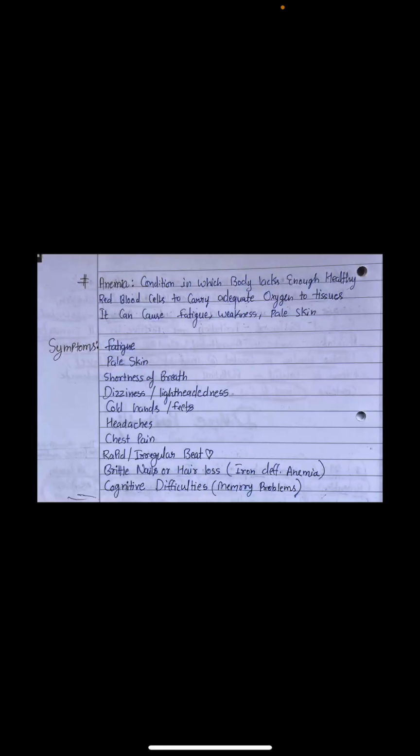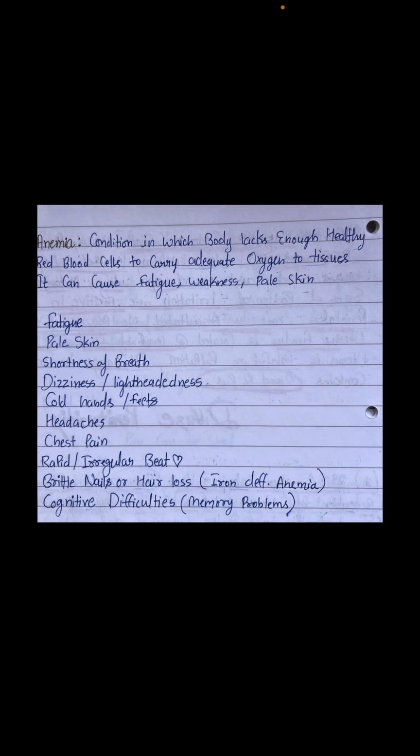So first of all, let's see what is anemia. We all know that anemia is simply the condition in which the body lacks enough healthy red blood cells, which will cause some sort of fatigue and weakness, because when there is not enough blood supply or oxygen supply, we will see tiredness and a lot of symptoms in the patient.